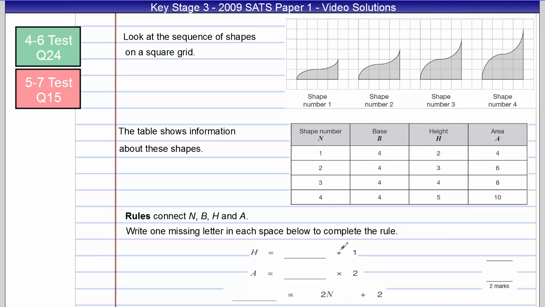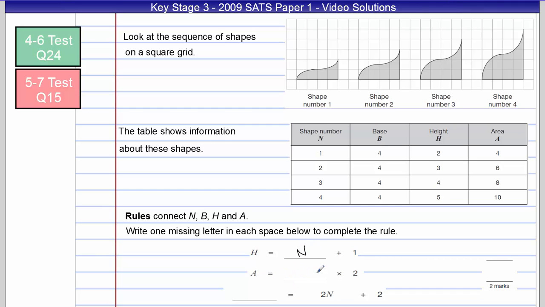H equals something plus 1. So here's H, and that should be one of the other categories plus 1. So we're looking for one less than this really if we work backwards. If we took, for example, the shape number here and added 1 each time, we get the H. So H is N plus 1.